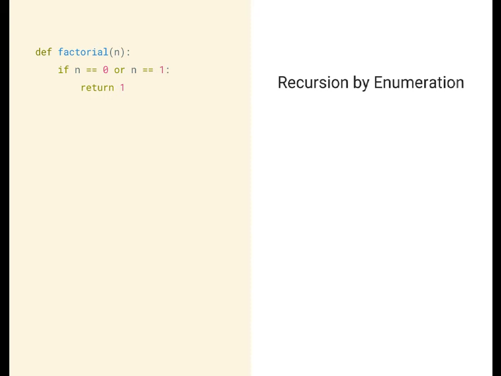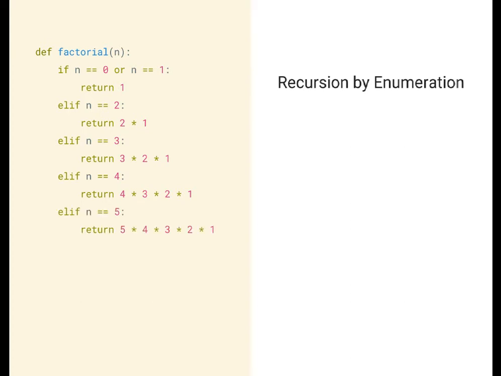Otherwise, if n is 2, I can say 2 times 1, because I know that's what factorial does. If n is 3, I could say 3 times 2 times 1. If n is 4, I could say 4 times 3 times 2 times 1. If n is 5, I could say 5 times 4 times 3 times 2 times 1. And this is getting painful. I don't want to keep enumerating all the cases. This code could work if I listed out every single possible case. But an easier way might be to do this: 6 times factorial of 5. And then I can see generally that this becomes n times factorial of n minus 1.